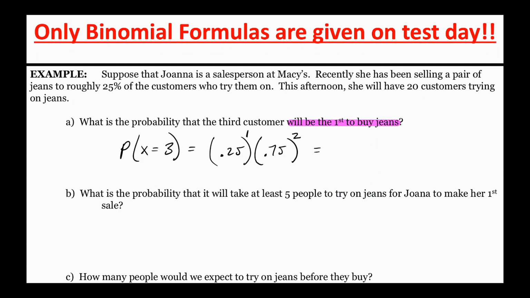This one you can do on any basic calculator. You don't need a fancy calculator for this one. It's just 0.25 times 0.75 squared. That's the nice thing about geometric. Geometric, it's a lot easier to calculate. So 0.75 squared. So this is 0.25. This is going to be 0.5625.